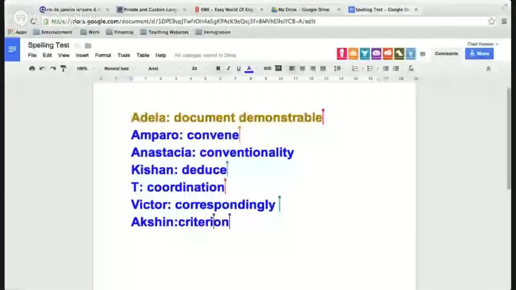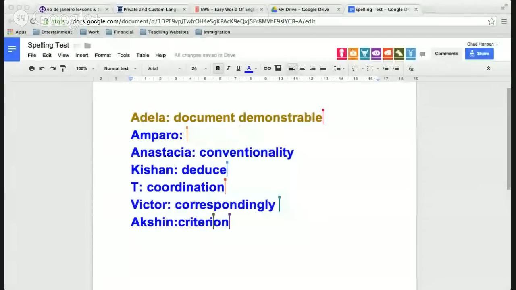Let's go to Amparo. Amparo, your word, okay, is disproportionate. Disproportionate. Okay, that would be disproportioned. Okay, the word is disproportionate. Okay, there you go. Good. So this is another one of those words where the A-T-E sounds like it, disproportionate. Nice job. Thank you, Amparo.